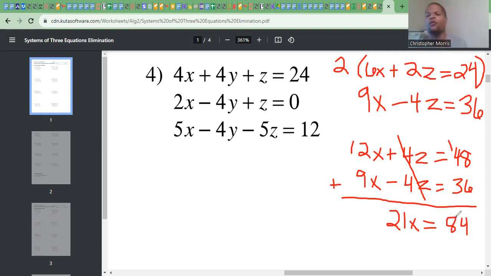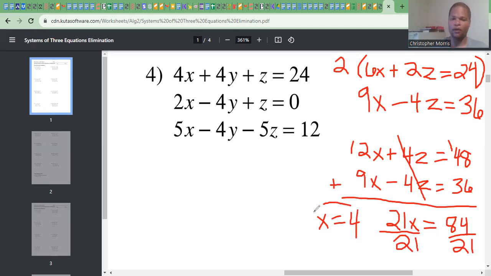And so you're going to have 21x equals 84. But now that you got it down to that state, you can simply solve by dividing both sides by 21. And I believe that's going to be 4 on the nose. Okay. 84 divided by 21, yeah, that should be 4 on the nose. Okay. So x equals 4.